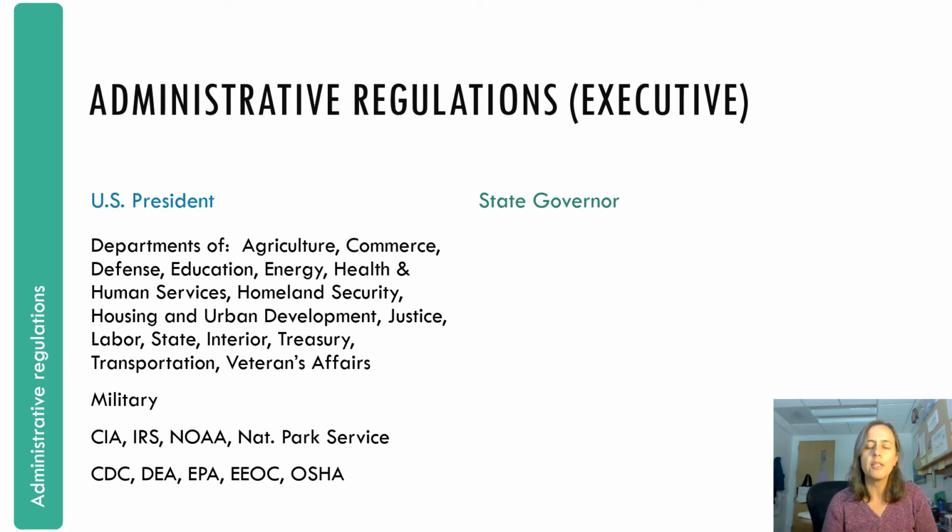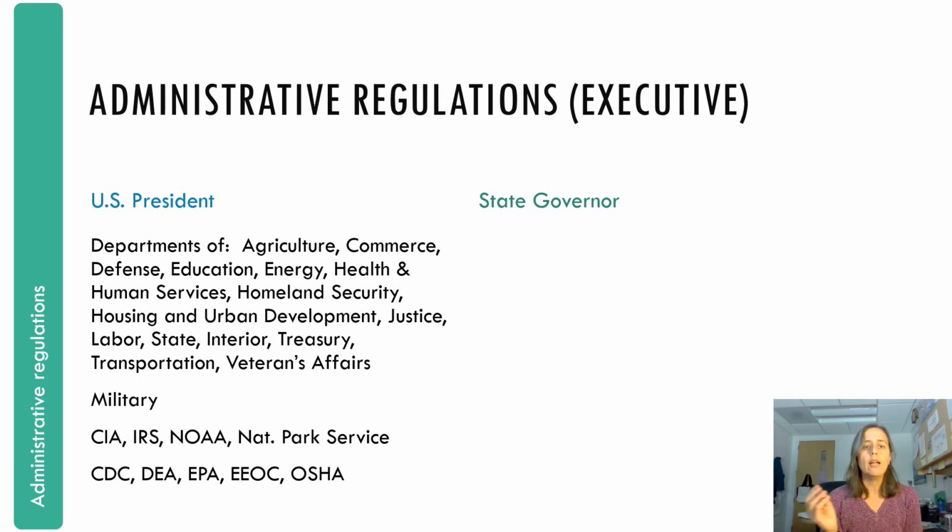Just a sampling of some of the federal regulatory agencies overseen by the executive branch would be the CIA; the IRS, Internal Revenue Service, which collects taxes; NOAA, the National Oceanic and Atmospheric Administration; the National Park Service; the CDC, Centers for Disease Control; the DEA, Drug Enforcement Agency; the EPA, Environmental Protection Agency; the EEOC, the Equal Employment Opportunity Commission, to make sure you don't get discriminated against at work; and OSHA, the Occupational Safety and Health Administration. So there are all these different offices that operationalize the laws that Congress passes and figure out how we actually run the business of the country.